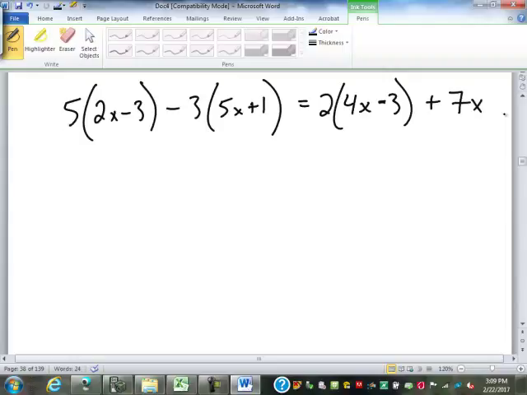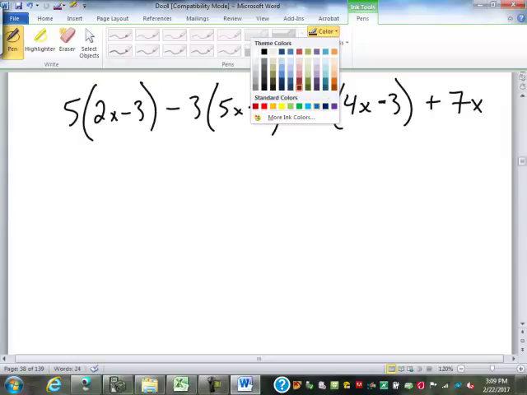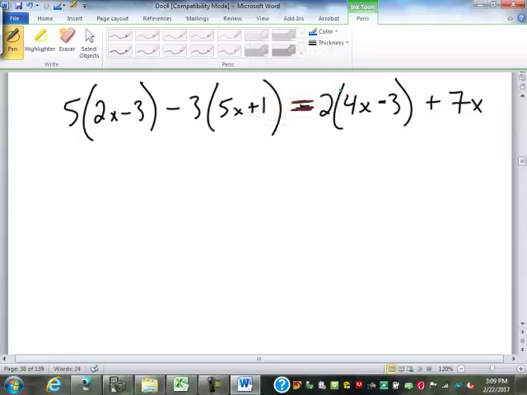So what are we going to do here? Well, we have our equal sign right here, so I can work on each side again. On the left side, what am I going to do first? 5 times 2x, which is 10x. Then 5 times negative 3 is negative 15.